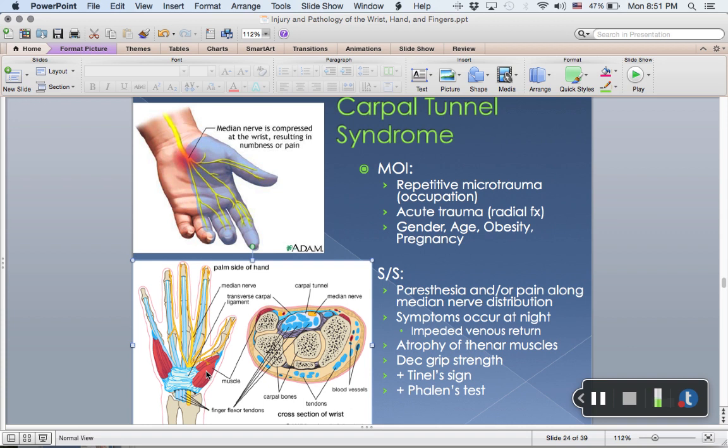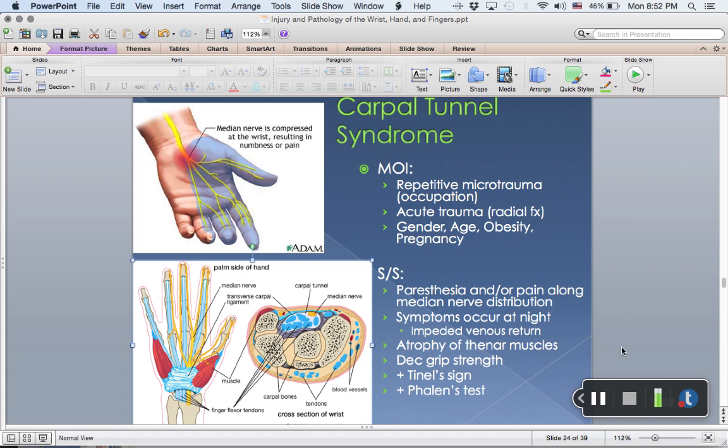Again, typing a lot. I've seen baseball players who've had this from repetitive hitting or pitching. They might flick their wrists at the end, and it can cause inflammation in that area. And again, that inflammation will squeeze down on this median nerve, can cause numbness, tingling, and pain. So paresthesia, pain along the median nerve. Symptoms occur at night. They say because the blood flow isn't as great. Also, a lot of times people sleep and their wrists are bent.